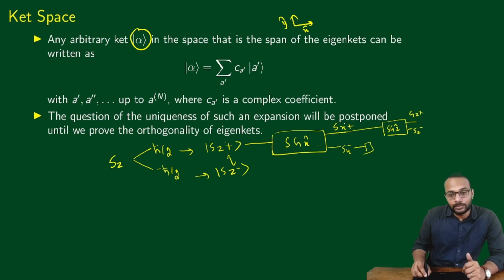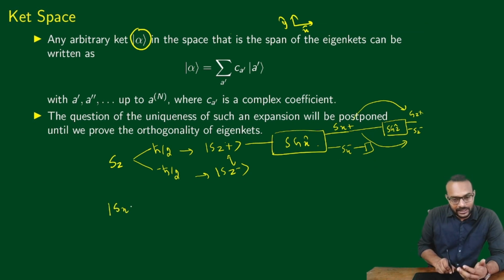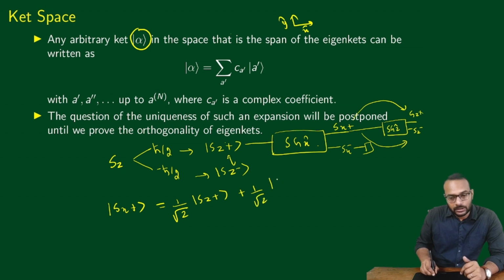What does this mean? This means that the Sx plus atoms have components along the Sz plus direction and the Sz minus direction. So mathematically we can write |Sx+⟩ is equal to, we fixed these numbers by looking at the analogy, 1/√2 |Sz+⟩ + 1/√2 |Sz−⟩. What we have done here is taken a particular state and expanded it in terms of a set of base vectors for the two-dimensional vector space.